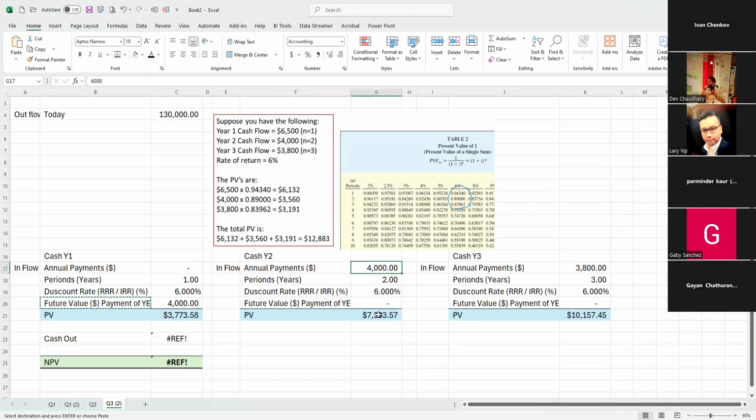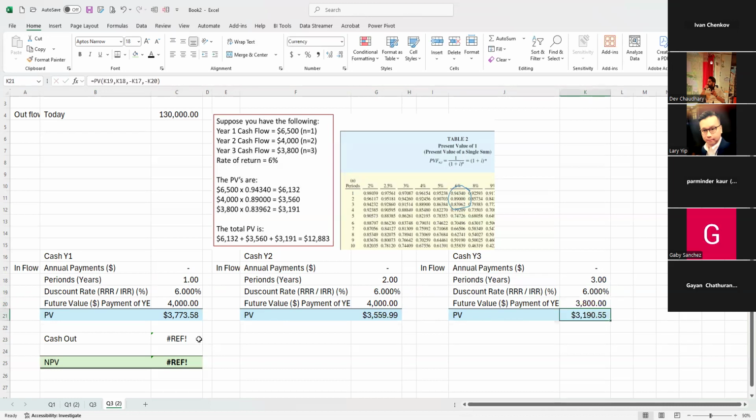So we're not getting any annual payments, an equal amount of money every period. For that reason that will be 0. But the future payment here will be at the end of the second year, we're going to get $4,000. And at the end of the third year, we're going to get $3,800.